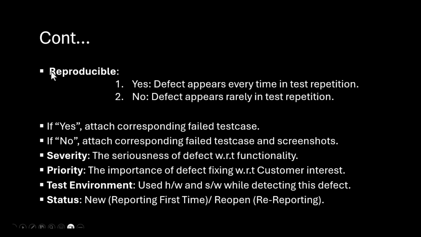After that you have to write one more point, that is reproducible, meaning whether the defect can be reproduced or not. If yes, the defect appears every time in the test repetition. Whenever you repeat the particular test where you got the defect and it can be reproduced, you have to mention that in the defect report. If no, some defects appear only rarely in the test repetition, and that also you have to mention under the point reproducible or not.